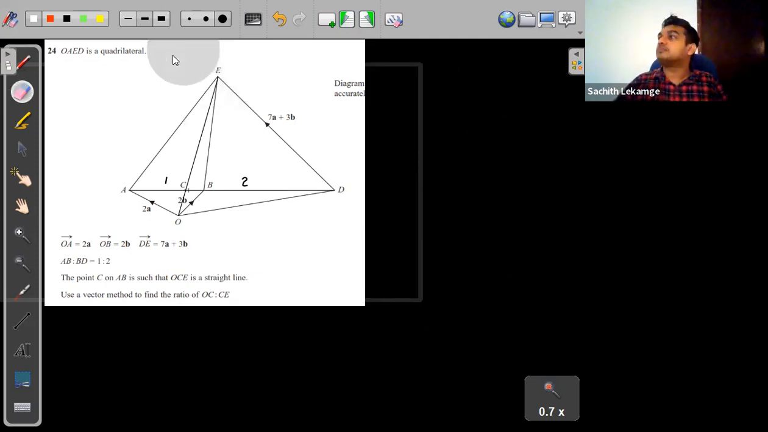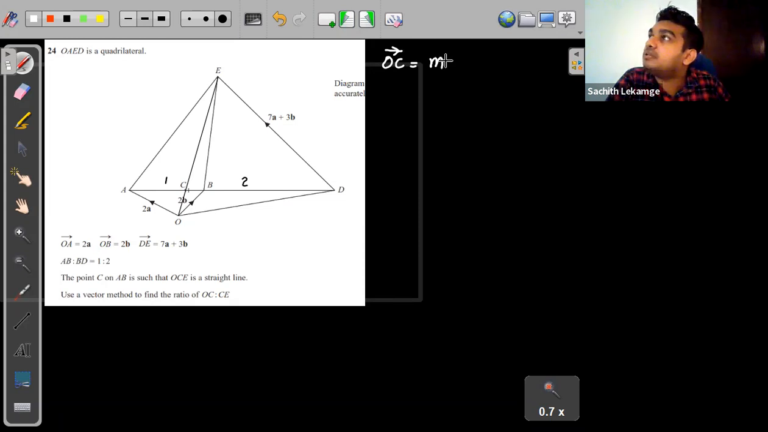Now, first, what I'm going to do is write here OC. I can write the OC vector as M times OE. Do you agree with me or not? OE is a straight line. They have given that. They say OCE is a straight line. OC is part of OE, and M is something less than 1. Equation 1.